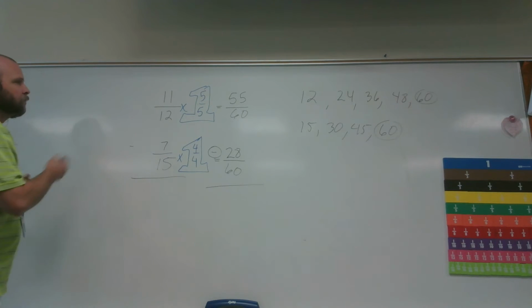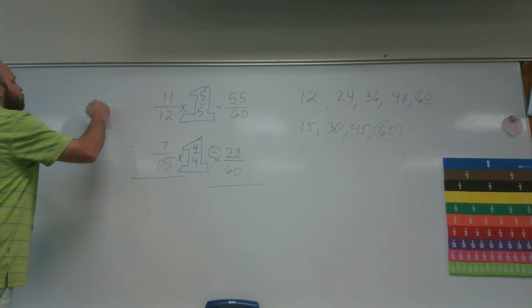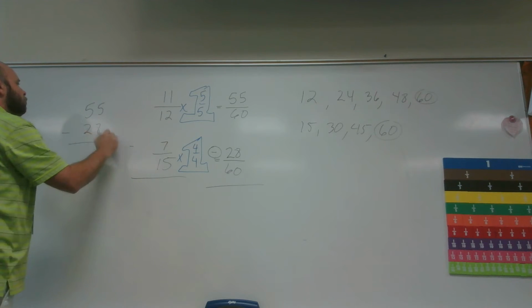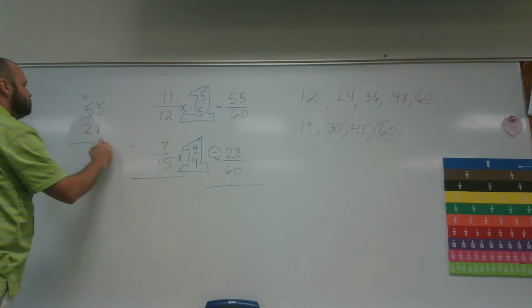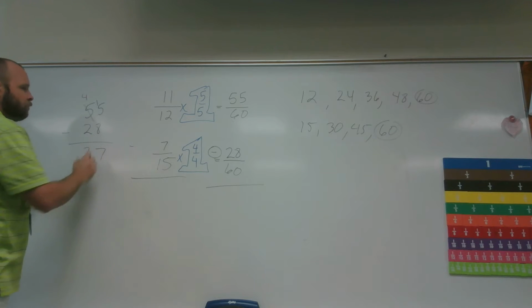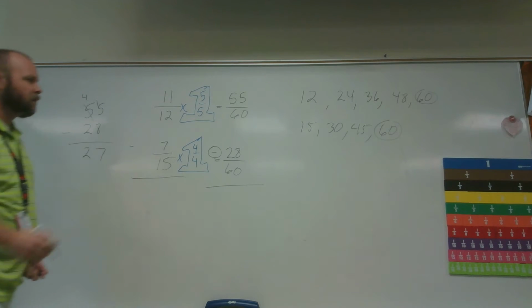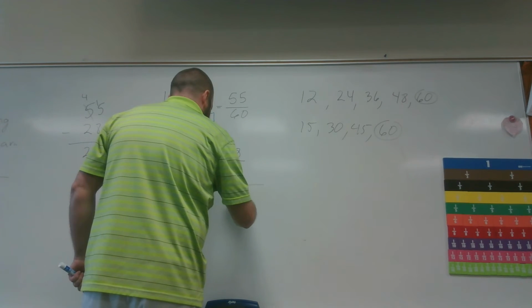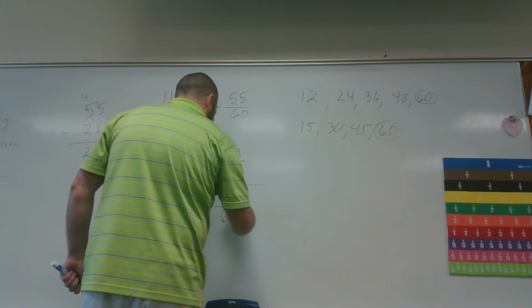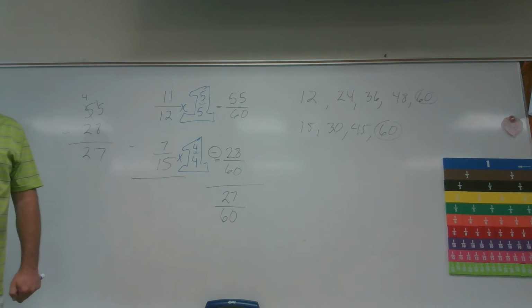So I would just go over to the side if it were me. 55 subtract 28. It's 27. So we have 27/60ths.